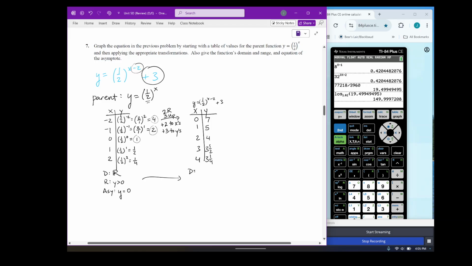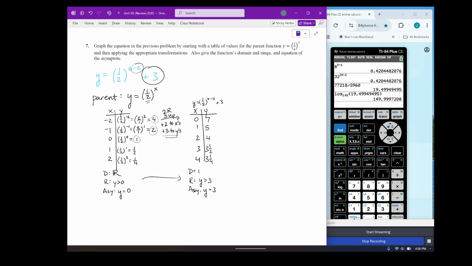Our domain was all real numbers for x's, and then if I add 2 to it, it's still all real numbers. The range, I was y greater than 0, and then I moved everything up 3, so now y is greater than 3, and the asymptote is y equals 3.